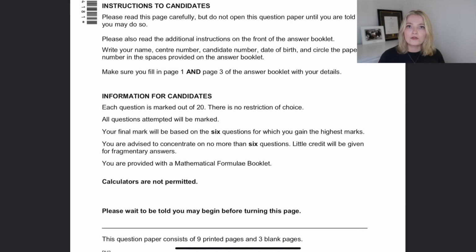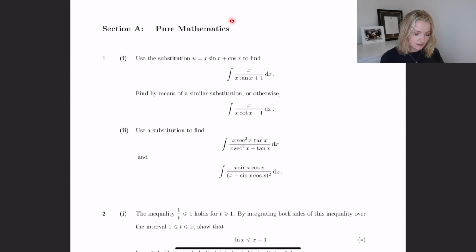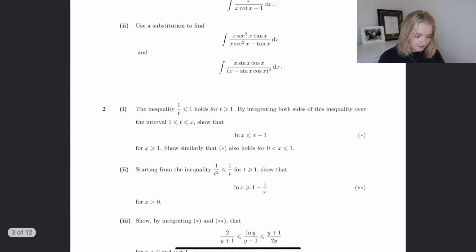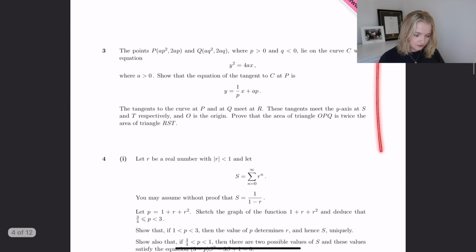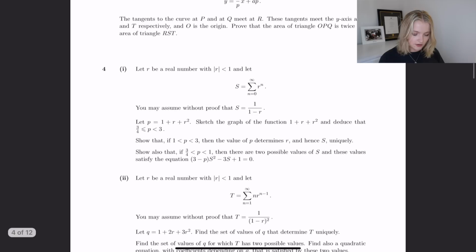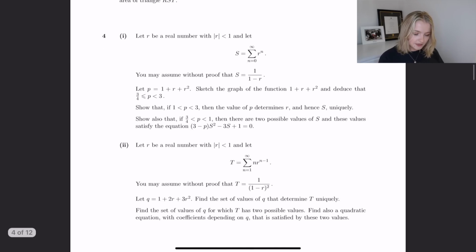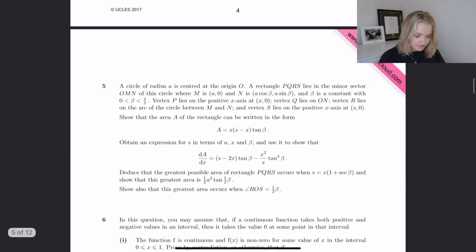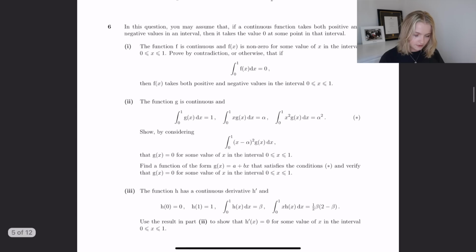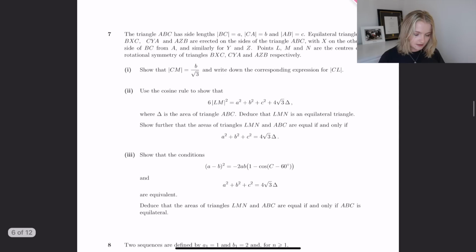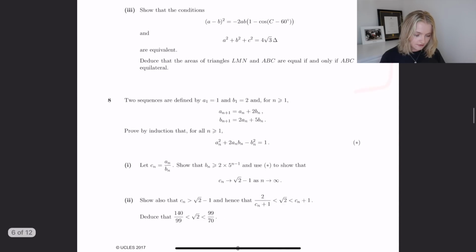So before I show you the 3 questions that we're going to look at today, let's look at the entire paper. Here's section A, and it's on pure mathematics. This is question 1, which we're going to focus on today. This is the whole of question 2. This is question 3. And feel free to pause the video if you want, maybe give the questions a go yourself, and see what answers you get. This is question 4. This is question 5. All of this, if I zoom out, is question 6. Again, all of this is question 7.